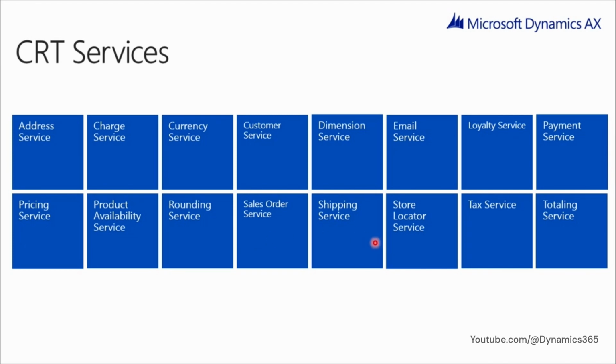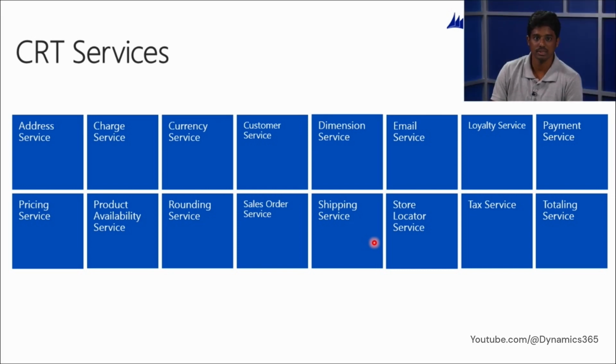Next would be the shipping service, which calculates the shipping cost and determines the shipping options for the current order. You can use shipping data from Microsoft Dynamics AX or from a third-party shipping service.